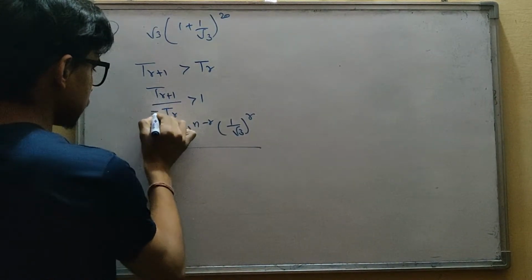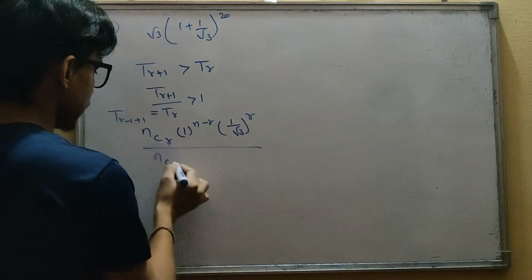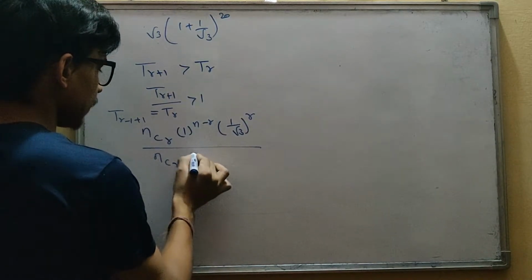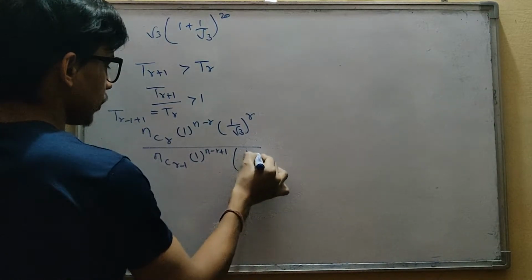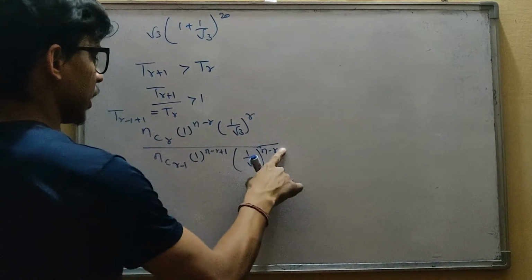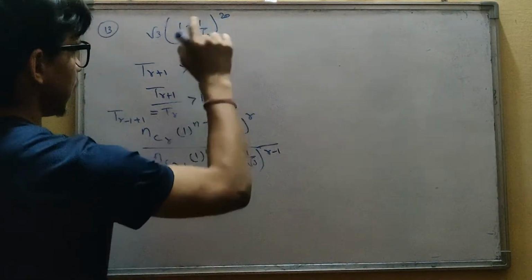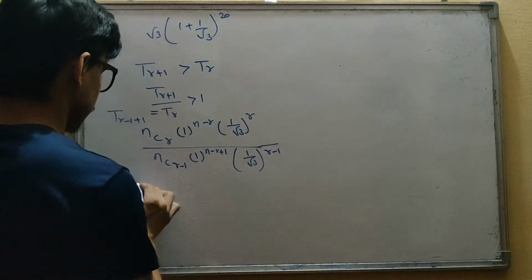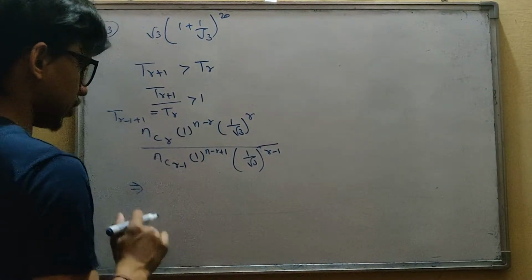T(r) can be written as t(r minus 1 plus 1). So that is going to be nC(r minus 1) and 1 upon n minus r plus 1 and 1 upon root 3 to the power r minus 1. Now what is the value of n? n is 21. Okay, the total n is 21. So this is how you can write it, or you just don't substitute the values of n for now, you do it later.